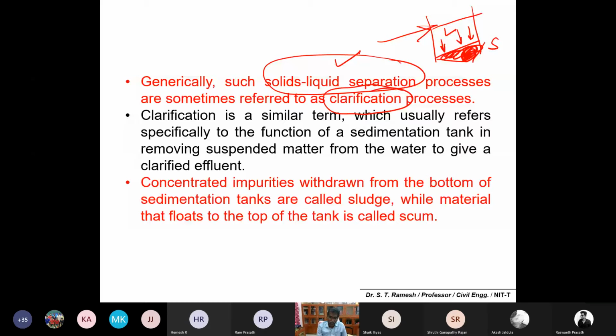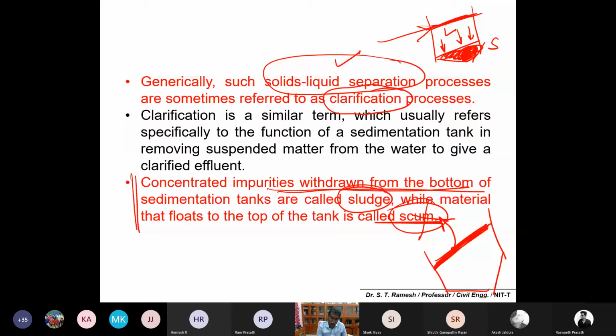Sludge at the bottom, scum at the top. Sludge can be withdrawn and scum can be skimmed out. Skimming is a very important term: scum is skimmed out at the top of the sedimentation basin. Is it okay?